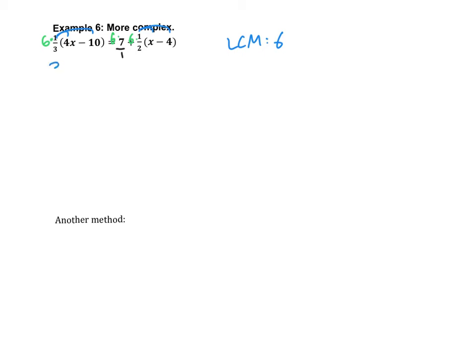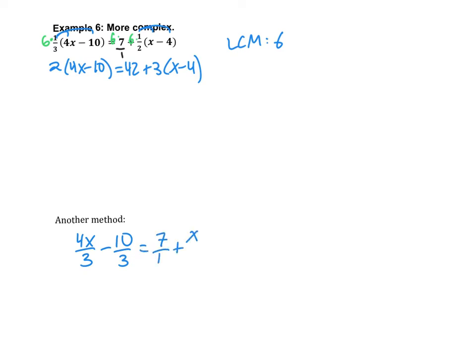That means that really I'm distributing a 2 to the 4x minus 10, and I have equals 42 plus 3 times the x minus 4. Now I'll continue solving from here. However, I could have done a different method to start. I could have taken the original problem and distributed in the fractions. That would have given me 4x over 3 minus 10 over 3 equals 7 over 1 plus x over 2 minus 4 over 2. Now I could simplify the negative 4 over 2 to be 2 over 1, but it won't change my least common denominator because I have a denominator of 2 right here.